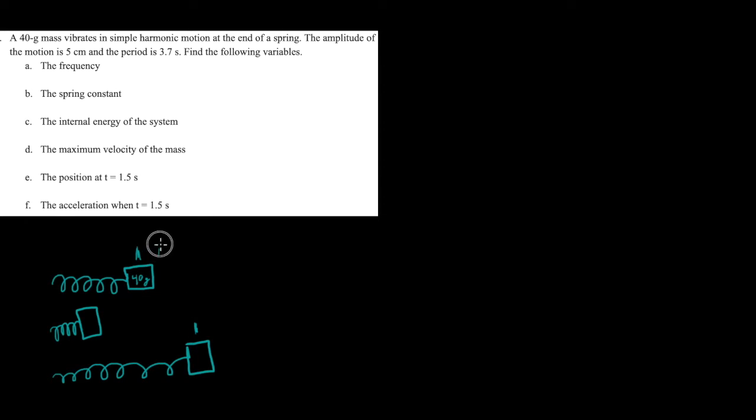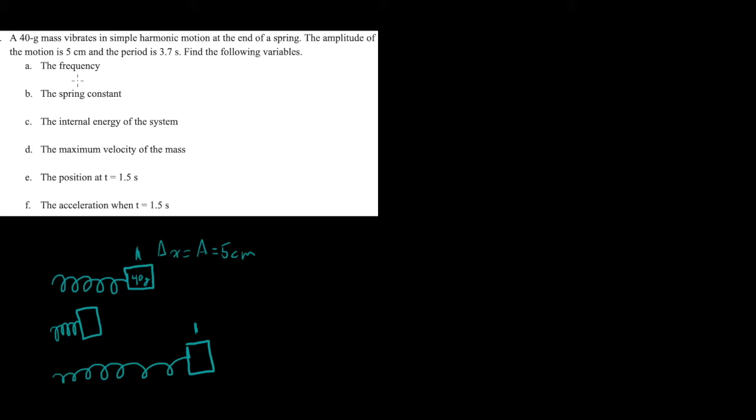So I've got a spring connected to a mass. That mass is 40 grams, and it's oscillating back and forth. So let's draw that as well. So the amplitude of the motion is 5 centimeters. That means from this point right here to this point right here, that change in x will be equal to my amplitude, which will be 5 centimeters. So this is our model for this.